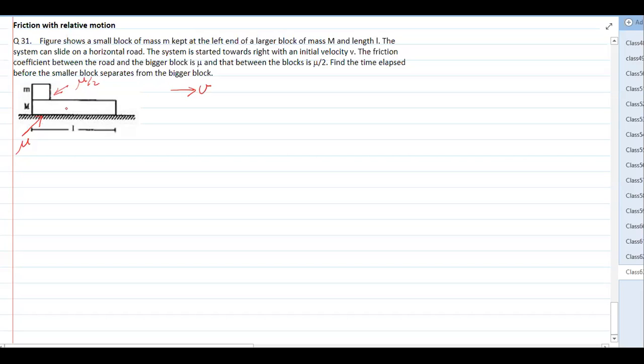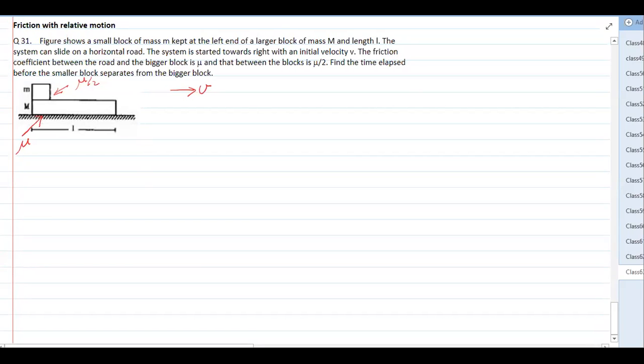Both the objects will experience friction force and retardation, but the retardation in the larger block will be larger in value, and in the smaller block it will be smaller in value. So that's why the smaller block will keep on moving rightward, and finally when it moves rightward by a distance L relative to the lower block, it will separate. This question is related to friction and relative motion, so we have to consider the acceleration of both the objects and see which one will move in which direction finally. We will write the forces of friction and acceleration for both the objects.